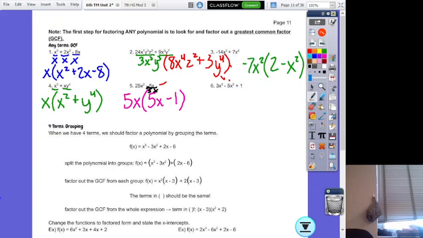Number 6, Caden, what's the GCF? It would be 1 in this case. And the leftovers? Hardest problem in the world. That was nice of you. And you kind of forgot the last. There you go. Perfect. Okay.